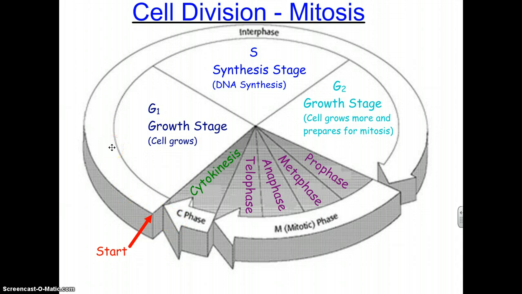Now remember, not every cell does this. Not all cells do this at the same rate. We talked about what cells hardly do it at all? Nerve cells. That's right. What cells are doing it all the time? Skin cells. Beautiful. All right.